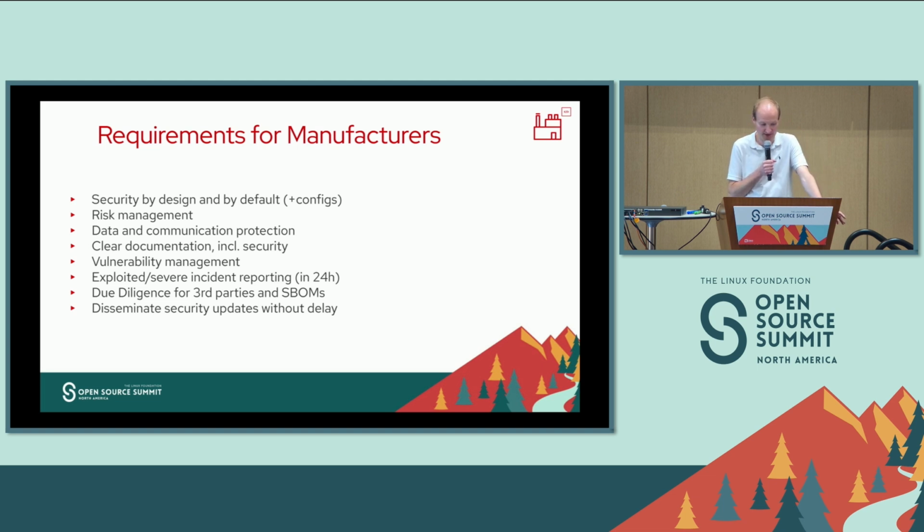Vulnerability management requirements. Now, that is a requirement to report actively exploited vulnerabilities and severe incidents to the EU officials in the first 24 hours, and then subsequent more detailed reports in 72 hours, and then in 14 days. Also, there are due diligence requirements for manufacturers to assess third parties, including, of course, open source dependencies, and produce SBOMs. Another important requirement that really makes sense is around dissemination of security updates without delay and free of charge.